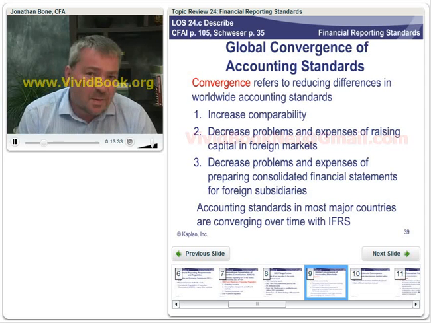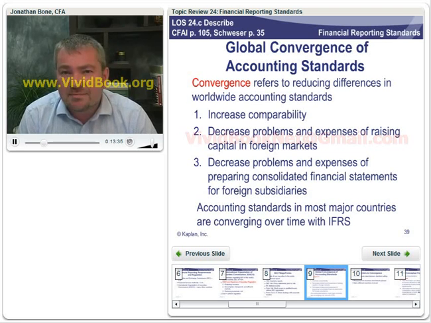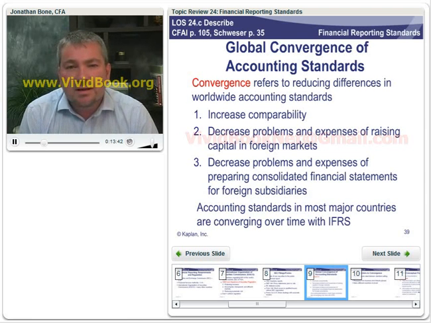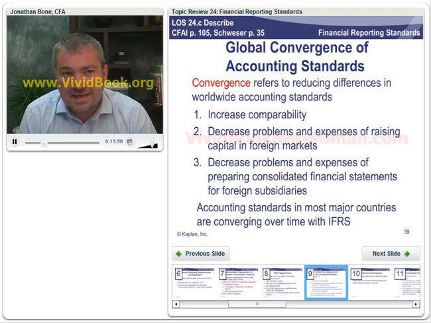The third one is decreasing the problems and expense of preparing consolidated financial statements for foreign subsidiaries. So we're really talking about global companies, global entities with operations dotted around the world. Now, of course, each of these overseas subsidiaries is going to need to produce accounts in its domestic currency according to its domestic rules. So, for example, if I've got a US company with a UK subsidiary, that UK subsidiary is going to need to produce its accounts in line with IFRS.